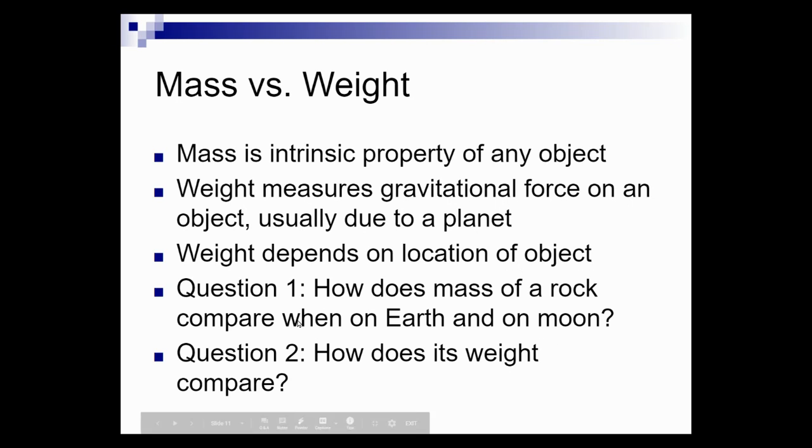So here's the first question. How does the mass of a rock on the Earth compare to when it's on the moon? How does the mass change? Question 2, how about the weight? What's it going to change? Is it going to be heavier on the Earth or heavier on the moon?